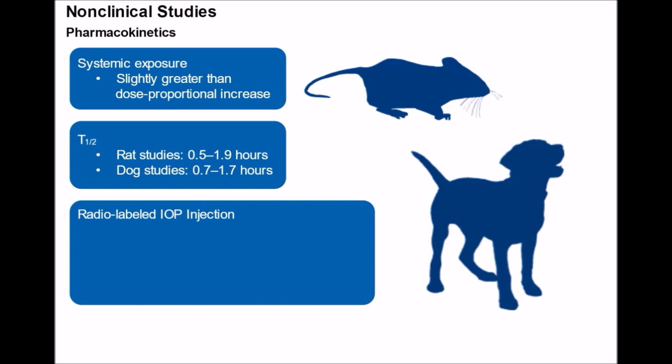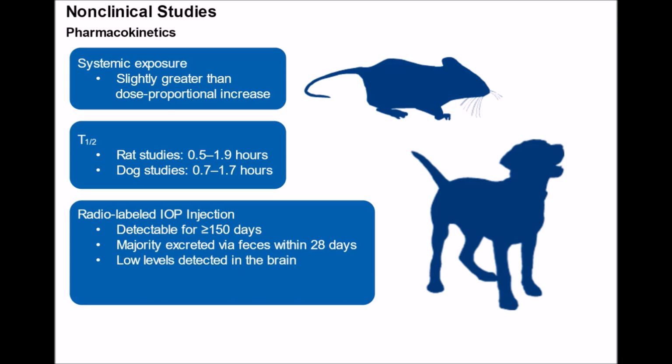Radio-labeled IOP injection was detectable for at least 150 days after administration, with the majority of label observed in the spleen, whole blood, bone marrow, and liver. The majority of the label was excreted via the feces by 28 days after administration. Very little label was identified in the brain at any time point, suggesting that IOP injection does not cross the blood-brain barrier. IOP injection use in humans has been tested in one Phase 1 study.